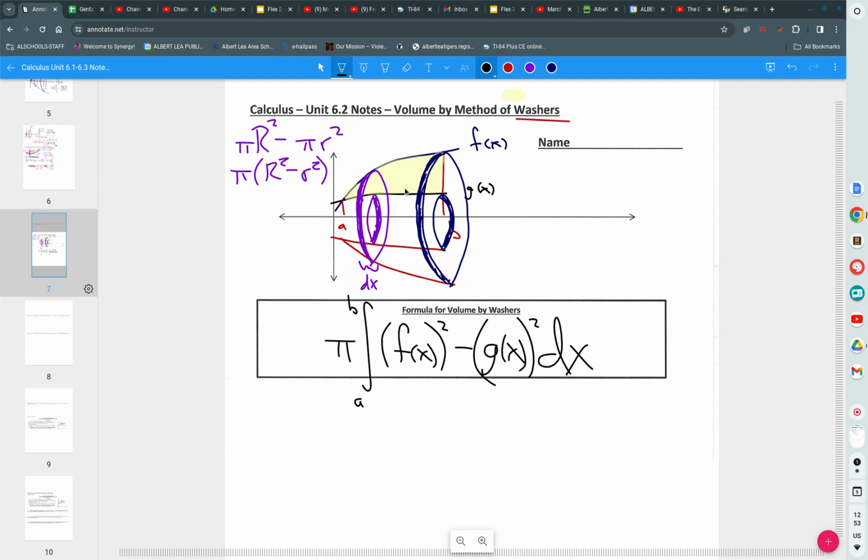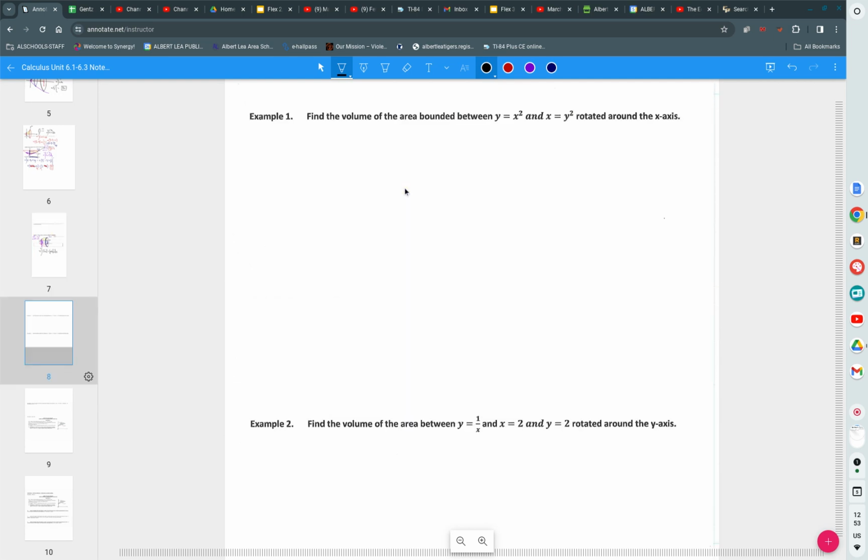And that's that. We're going to do two examples and let you work on things from there. We'll flip it over and find the volume of the area bounded between y equals x squared and x equals y squared, rotated around the x-axis. This is a very, very famous type of problem. It's used a lot. I have two functions here, y equals x squared and x equals y squared.